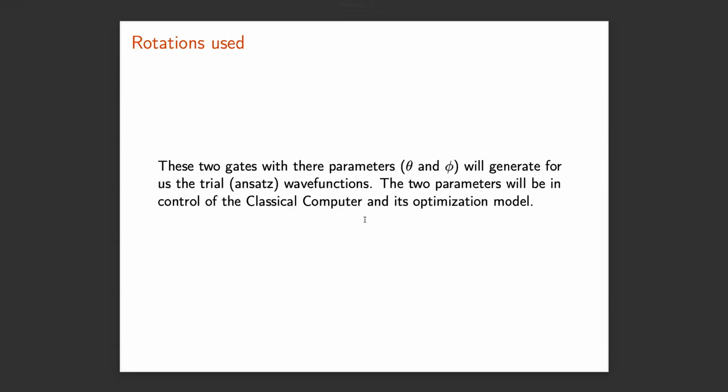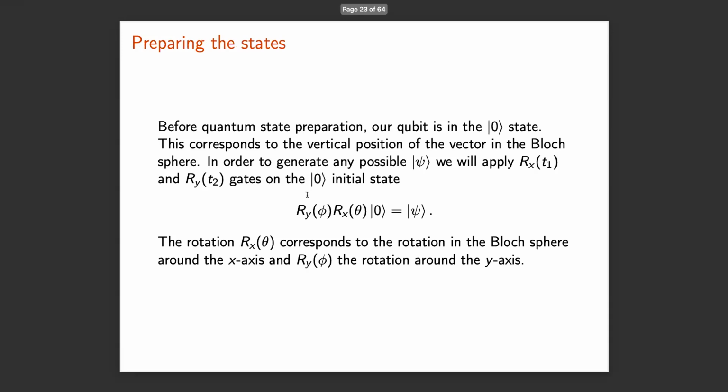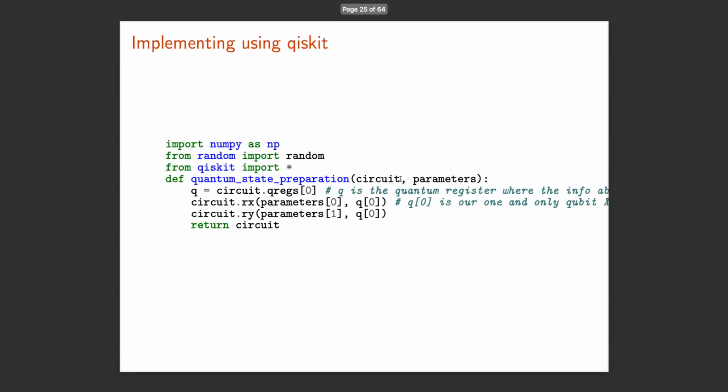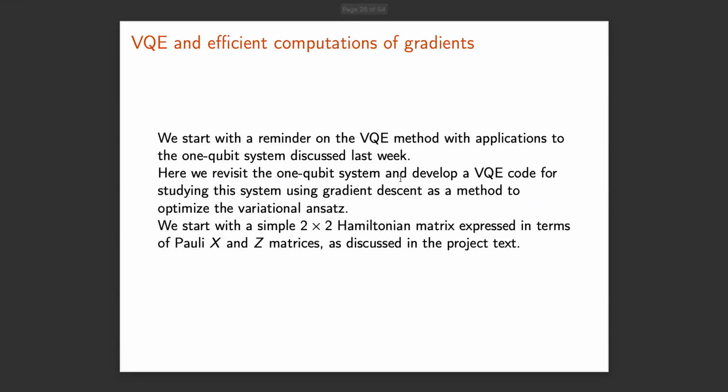And we can actually set up 2 gates: this will define 1 gate, and this is another gate. With 2 parameters, they will generate for us the trial wave functions. And these parameters will be those which are in control of the classical computer and the optimization model. This, I'm just going to skip that one.